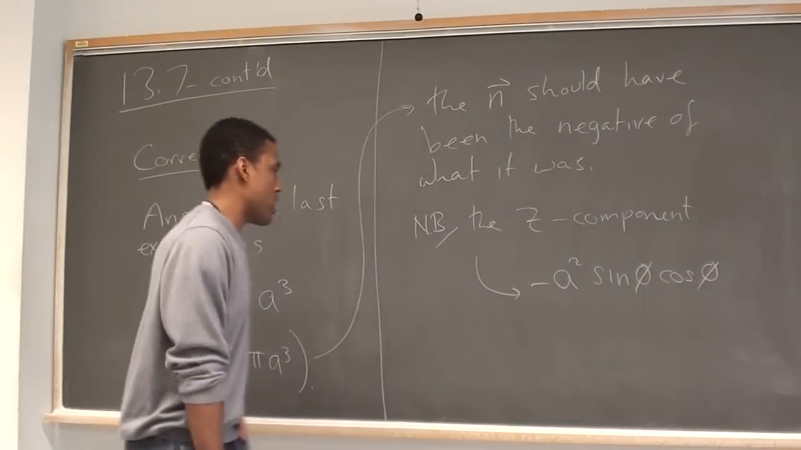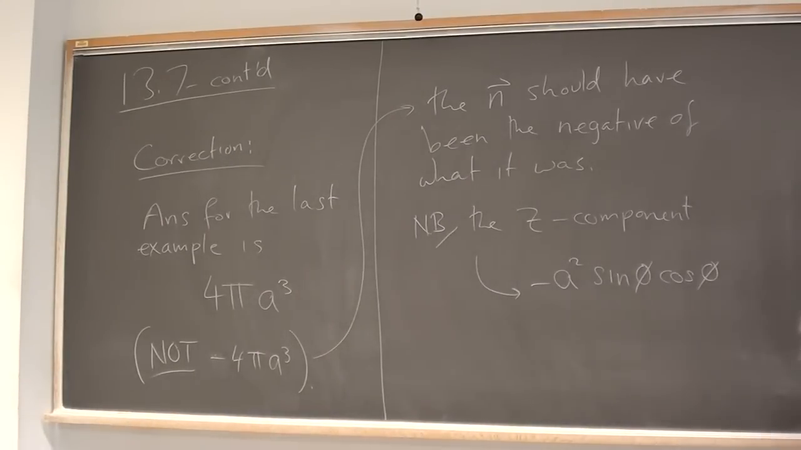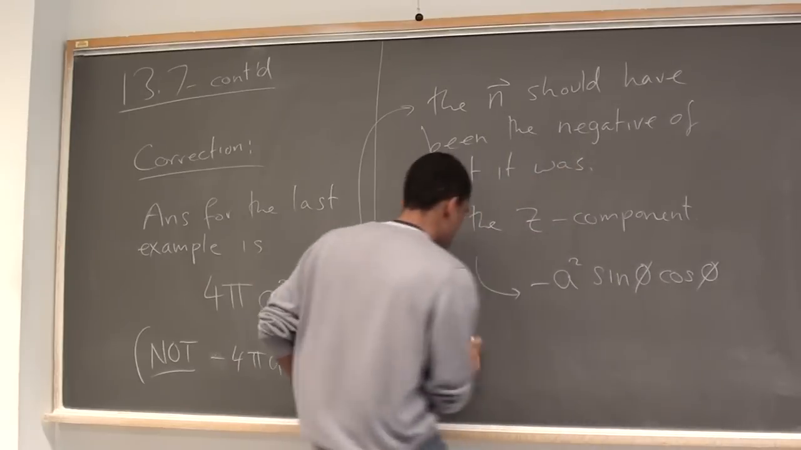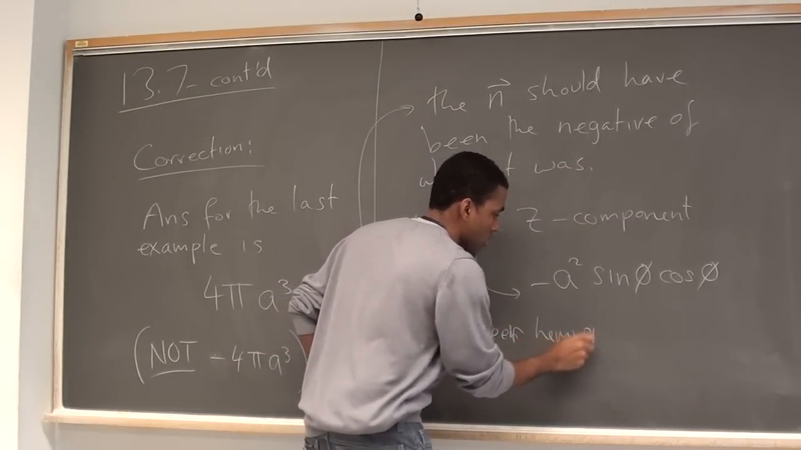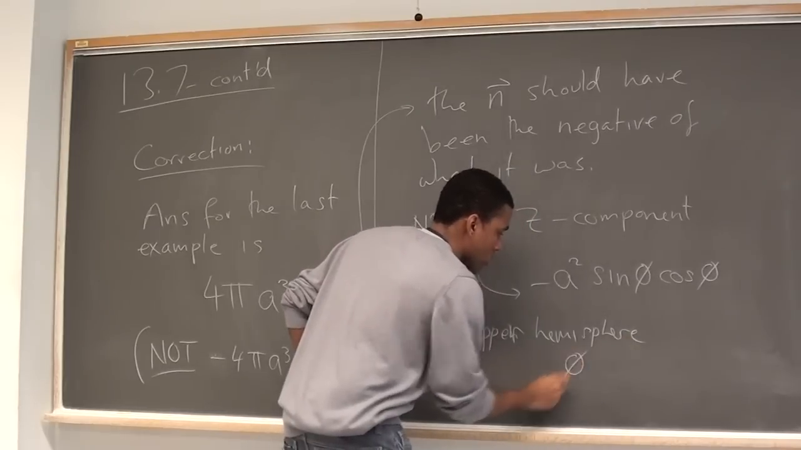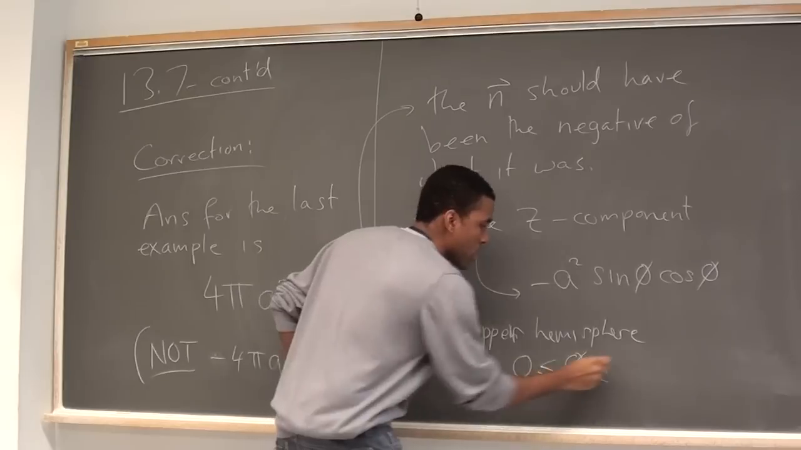Okay, so you look at that, right? And we were doing the whole sphere. If you look at the whole sphere, you know that anything in the upper hemisphere, for example, should be pointing up if you're going out. But what does it mean to be in the upper hemisphere? What is the range on the phi values? It should be from zero to pi over two.